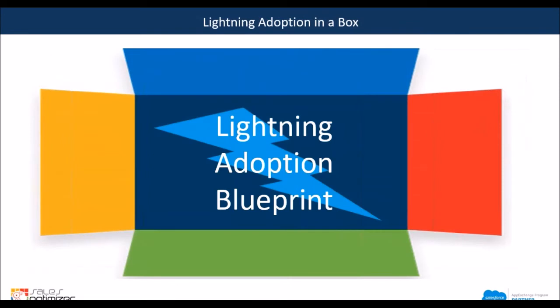So Lightning in a Box, what's the blueprint for it? Well, essentially there's 4 components to a Lightning adoption blueprint.